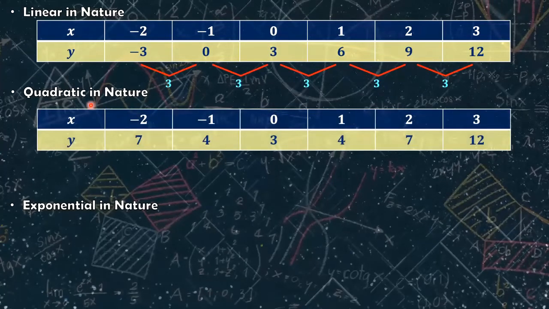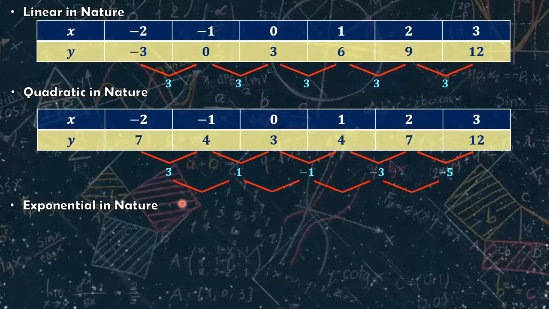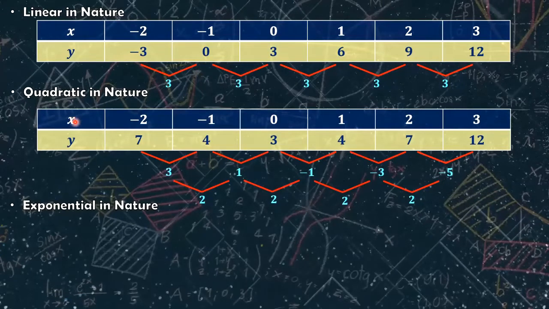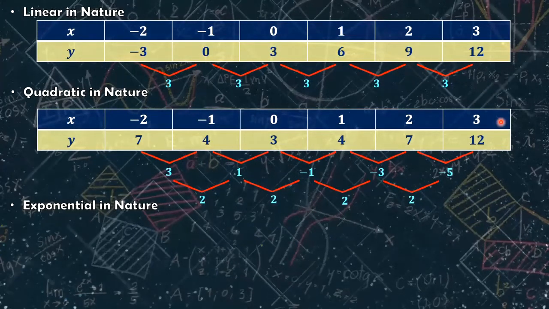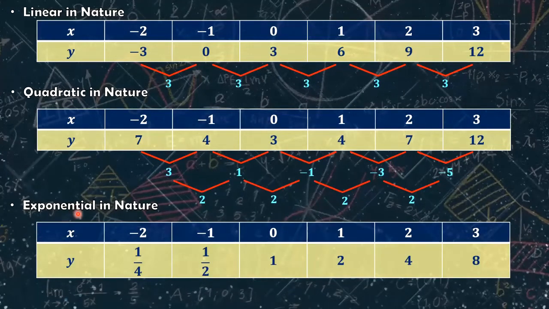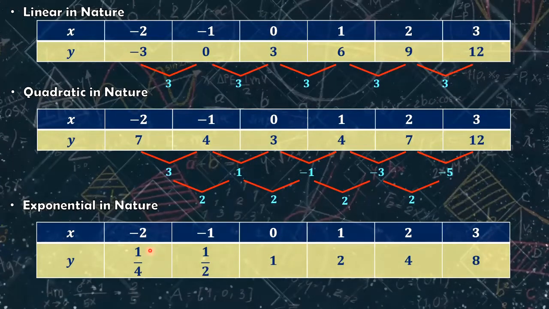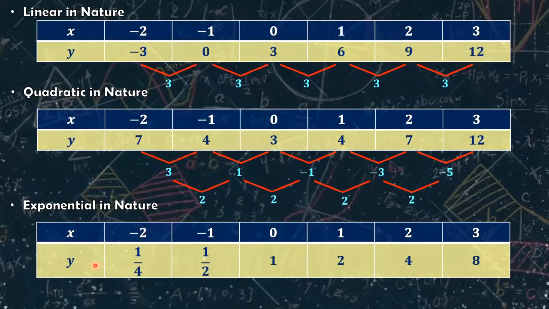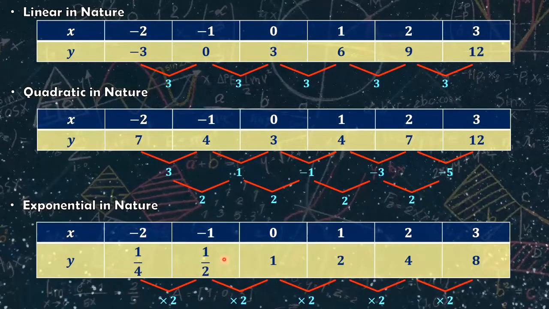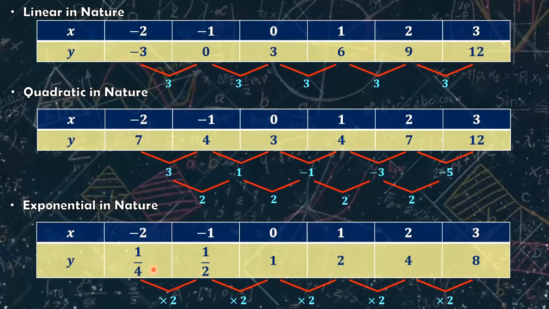Now, it is quadratic in nature if the y values show the common difference, which is 2, in the second level as the independent variable x increases by 1. And the highlight in this example is identifying if the table of values is exponential in nature. It is exponential in nature if the y values show a common ratio, which is 2 in this example, as the independent variable x increases by 1. We have another term, it is called common ratio.